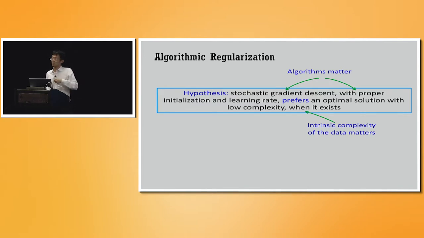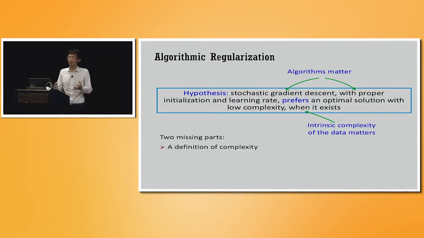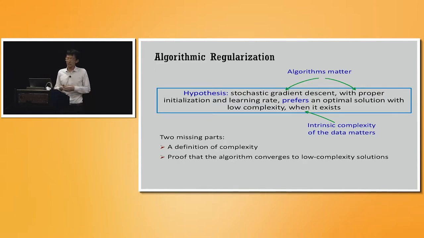If your data is intrinsically very random, for example the labels are random, then there's no way you can hope to have generalization. But if your data is of low complexity, then there exists an optimal solution with low complexity, and likely SGD could possibly find it. Of course, there are a lot of missing parts about this hypothesis, and the main things are: what's the right definition of complexity? I have listed a few of them, and whether they are the correct definition. And also, how do we prove that the algorithms converge to the low complexity solution? Or how do we design a new algorithm that can provably converge to the low complexity solution?